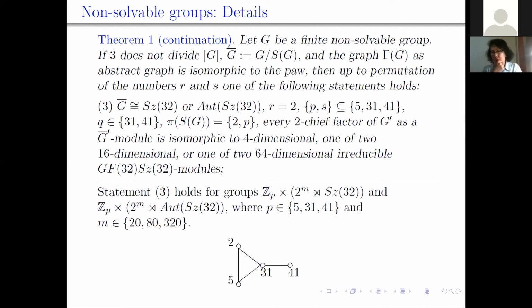Then I use standard notation which we can find in the Atlas of Finite Groups, and this is direct product, semi-direct product. G dash is the quotient group G by S of G. Out is the group of automorphisms of a group. Okay. In this case, Suzuki 32.